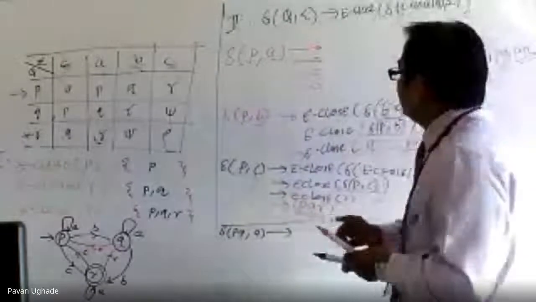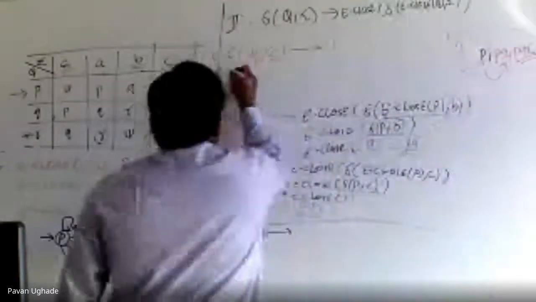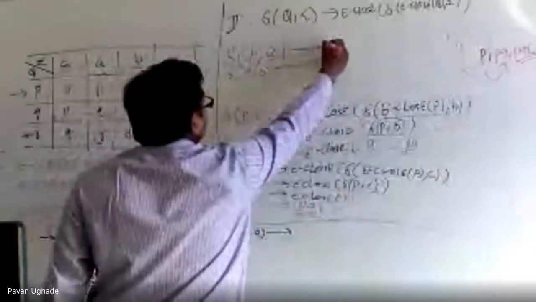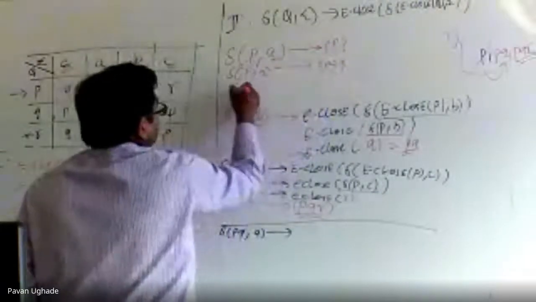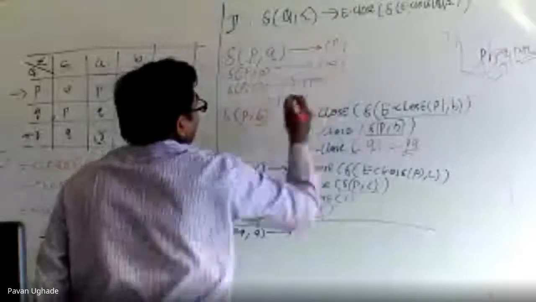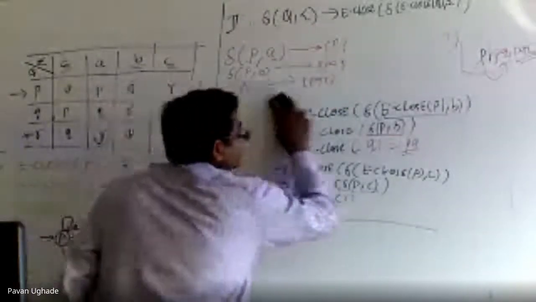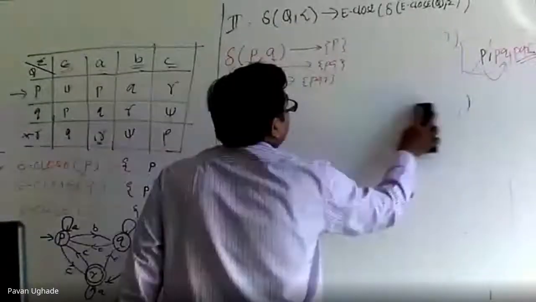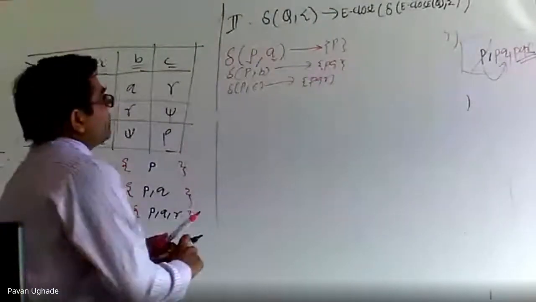Here I got P, then the transition function of P over B, I got here PQ. Transition function P over C, here I got PQR. I can utilize the other portion of the board. These are my transitions, so we have successfully processed P.